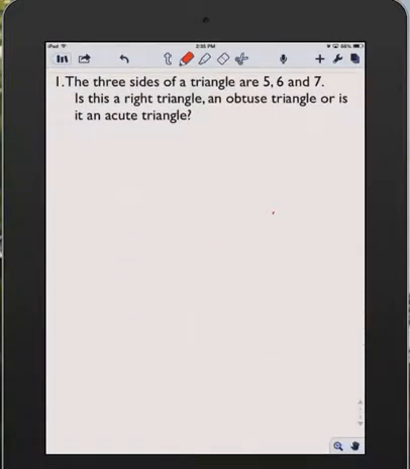So our first example, three sides of a triangle are 5, 6, and 7. Is the triangle a right triangle, an obtuse triangle, or an acute triangle? So we're going to state a squared plus b squared, does that equal c squared? I put a little question mark over the equal sign. a and b have to be the two shorter sides, and c has to be the longer side. So that gives us 5 squared plus 6 squared. Does that equal 7 squared?